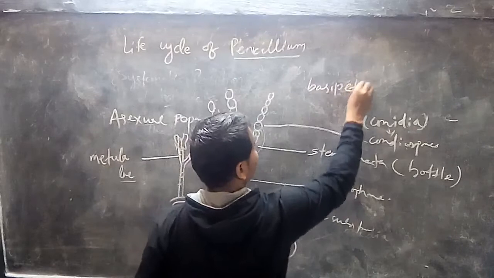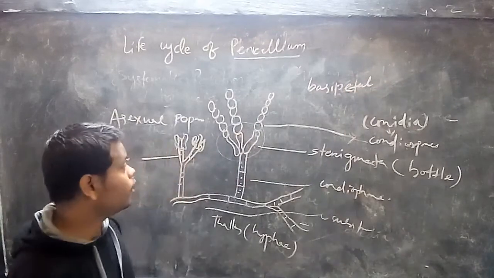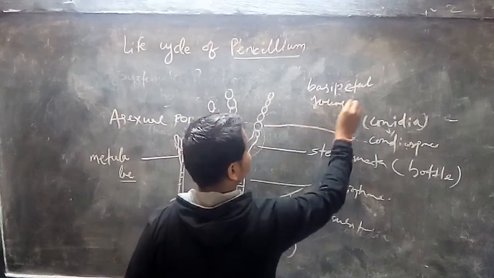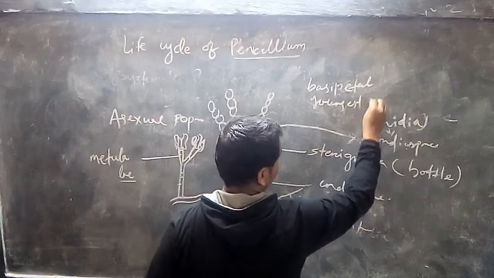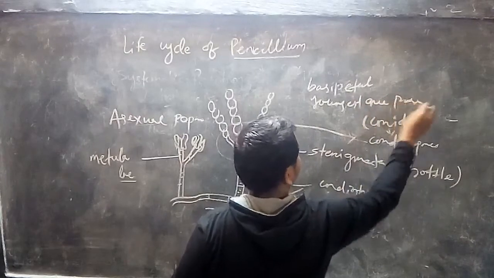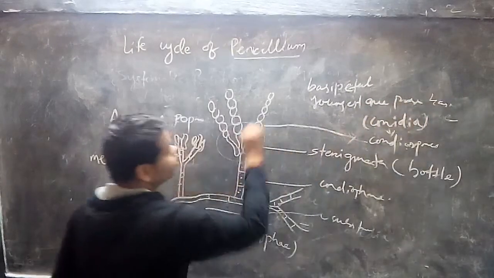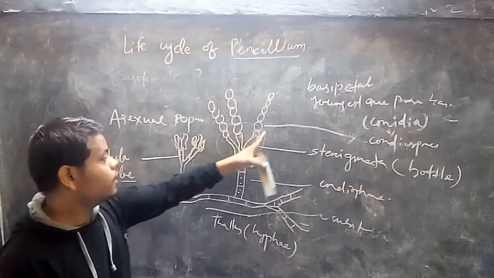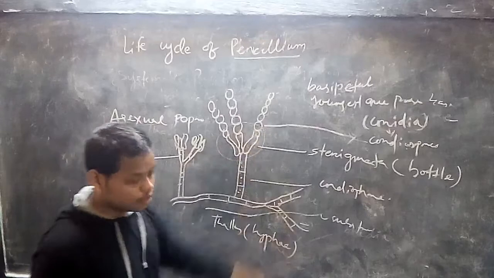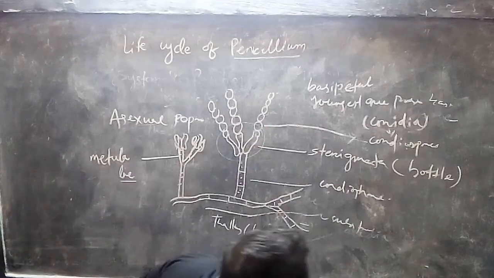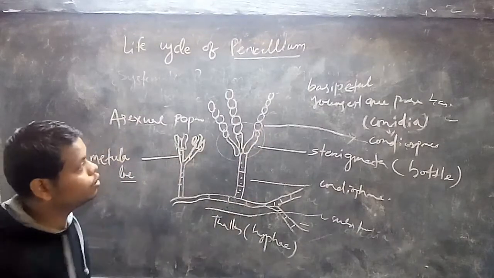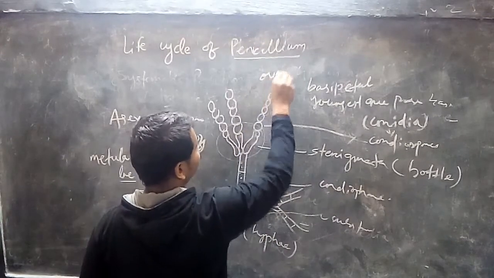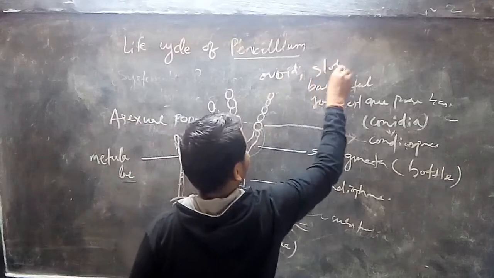B-A-S-I. Basipetal. Basipetal manner means youngest are formed at the base. Okay. Youngest or newly formed are present at the base, and older ones at the apex. Older conidia are present at the apex, and newly formed or youngest conidia are present at the base. This is called the structure of the conidia. Now these conidia are structurally ovoid, ovoid or globose.